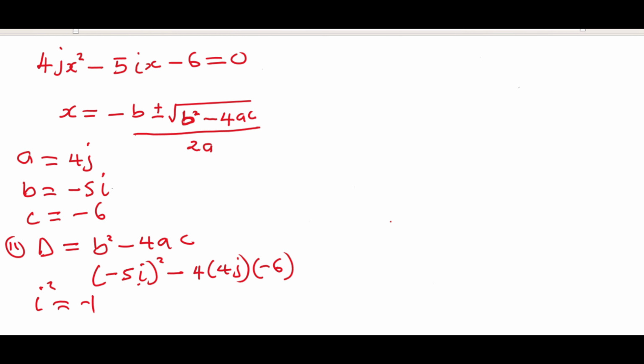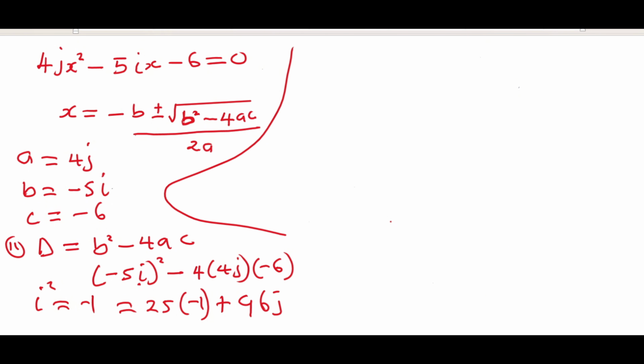Therefore, when you put the value of i squared here, you are going to have 25 into minus 1, and then when you multiply, that will be plus, multiplying these values, 96j. Therefore, the value of D will be equal to 96j minus 25. That's the value of D.